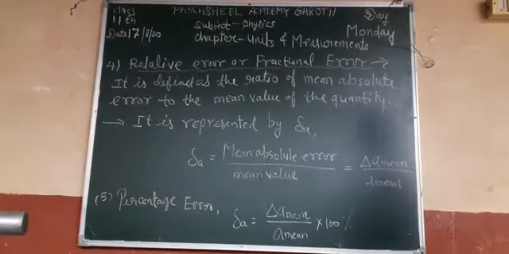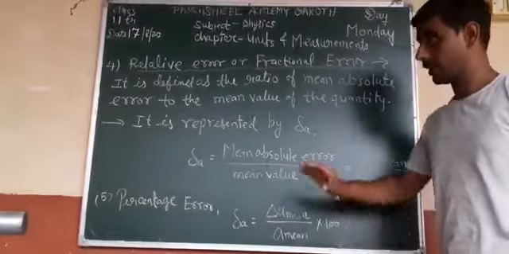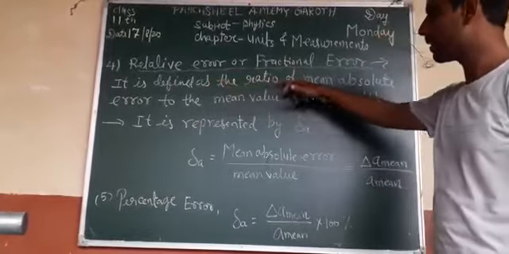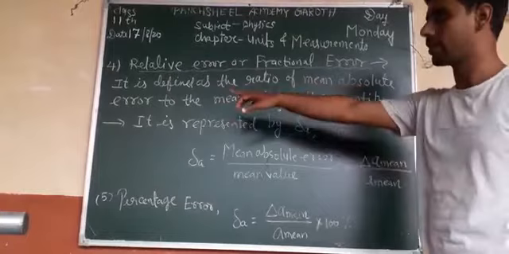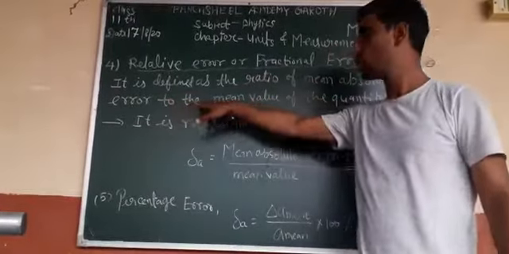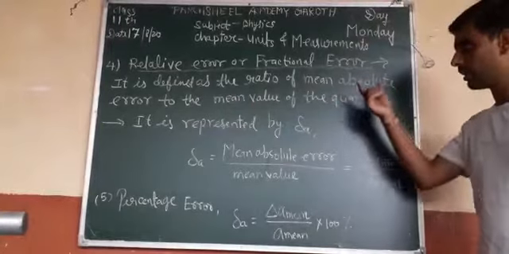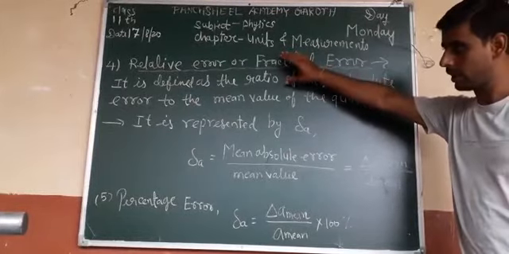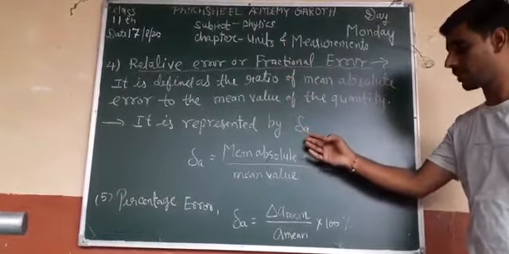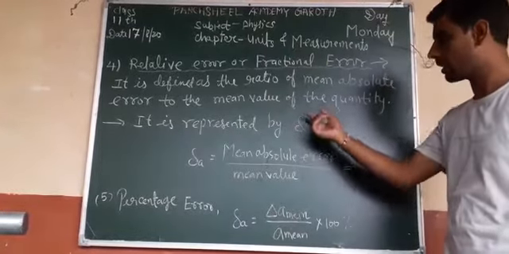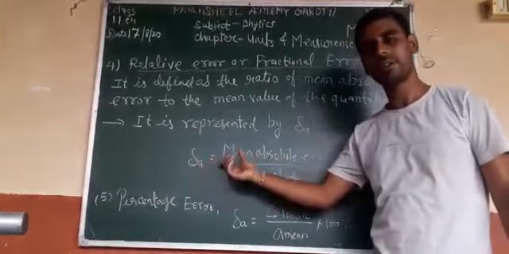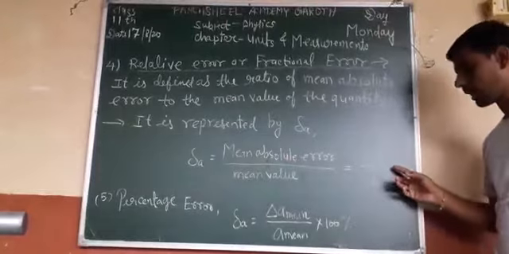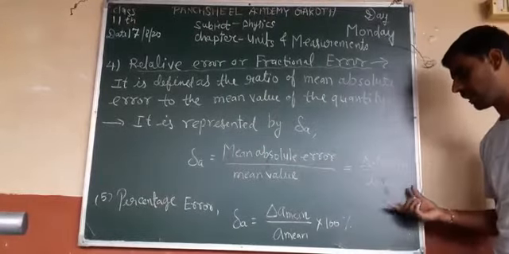Okay, next, relative error or fractional error. How to define relative error or fractional error? It is defined as the ratio of mean absolute error to the mean value of the quantity. The ratio of mean absolute error and mean value will be the relative error. It is represented by delta A, small del. And delta A is what? Mean absolute error upon mean value. Now delta A mean means mean absolute error upon A mean.